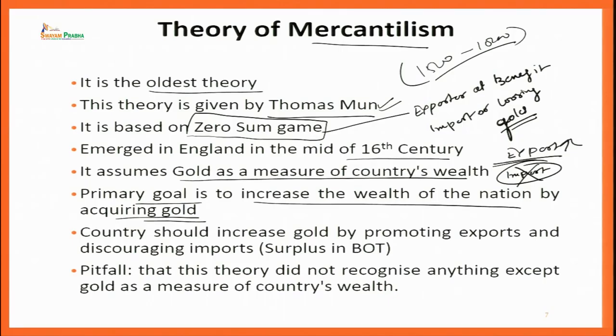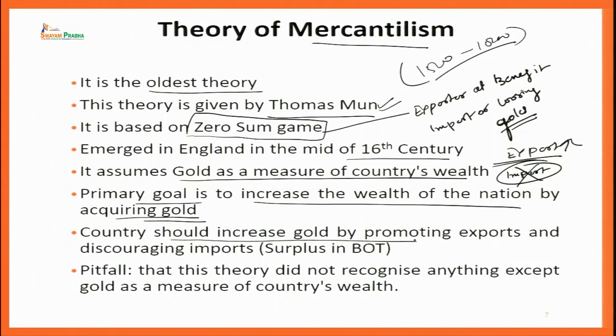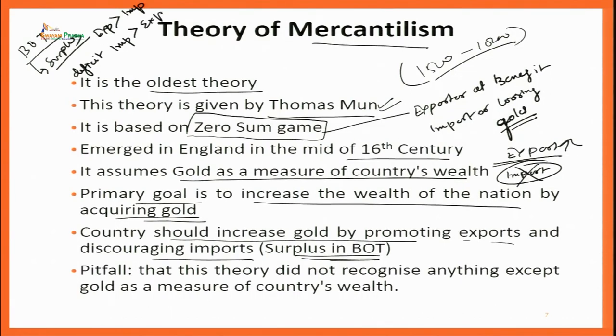So the entire focus is on maximizing export. The country starts increasing its gold by promoting export and discouraging import, which is for sure going to lead to a situation of surplus, because in the balance of trade we see two main conditions, and the third is the equilibrium condition. There is a surplus when exports are more than imports, and a deficit where imports are more than exports. The equilibrium situation is where exports equal imports, and this is one of the most ideal equations in the balance of trade.